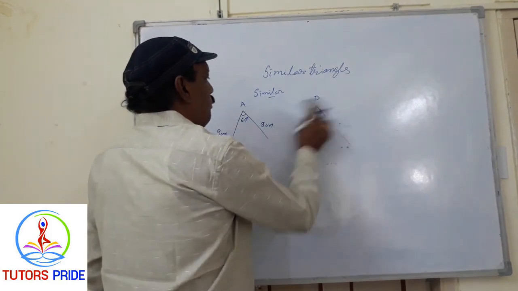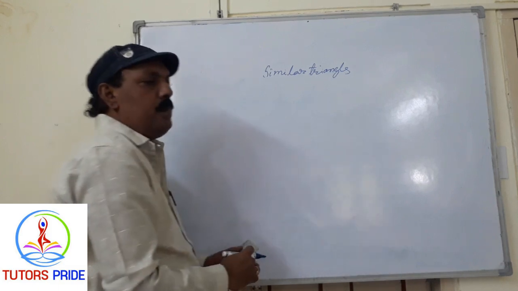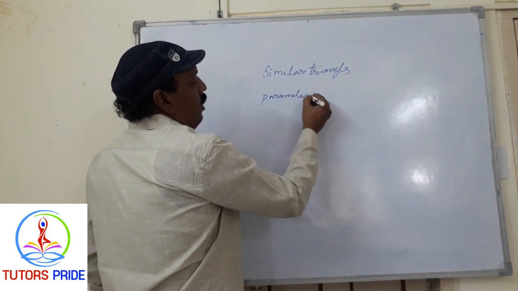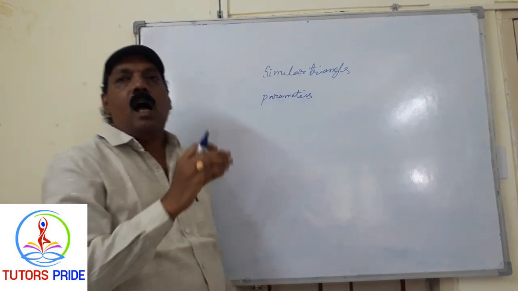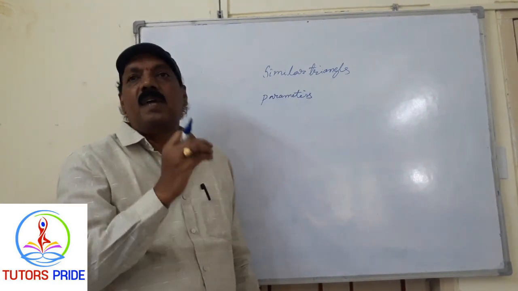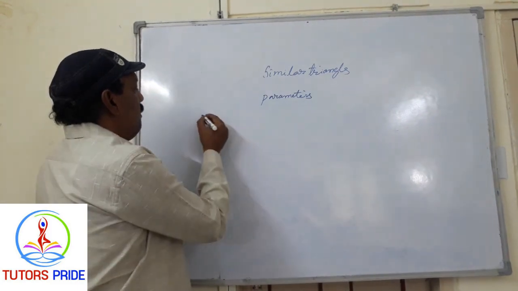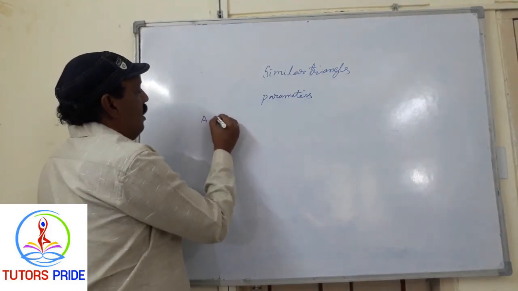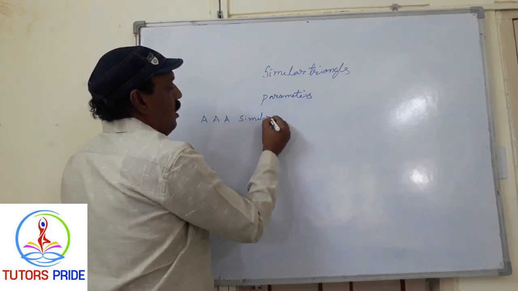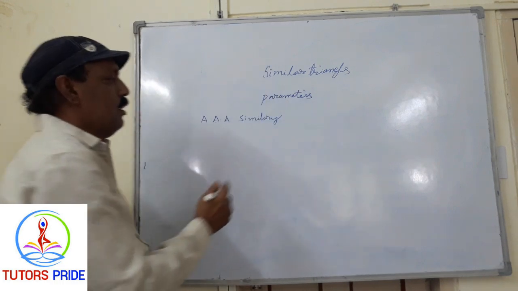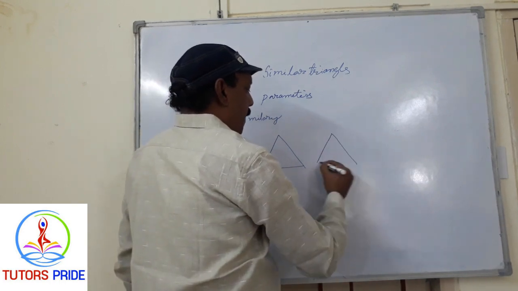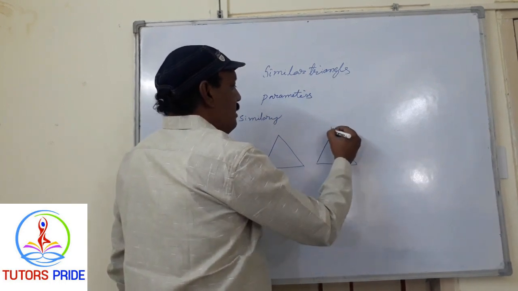So now, what kind of parameters, meaning what kind of steps, rules and regulations do we have to determine similar triangles? First of all, I will take angle similarity. In this case, I am taking two triangles.